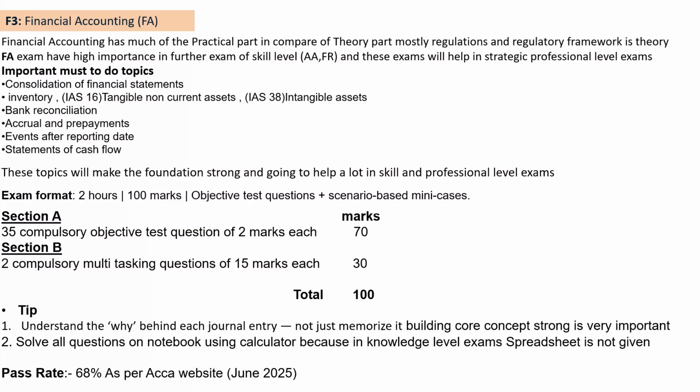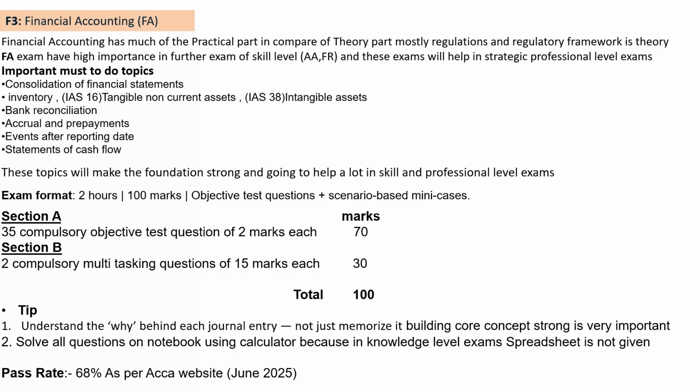Now the next is financial accounting, which is the F3 paper of the ACCA exams. Financial accounting has much more of a practical part in comparison to theory. Mostly regulations and the regulatory framework are in the theory part. The rest is all practical, and this exam has very high importance for further skill level exams, like audit and financial reporting. These exams will help in the strategic professional level too. So financial accounting is like a core subject for your two or three exams in the further levels.